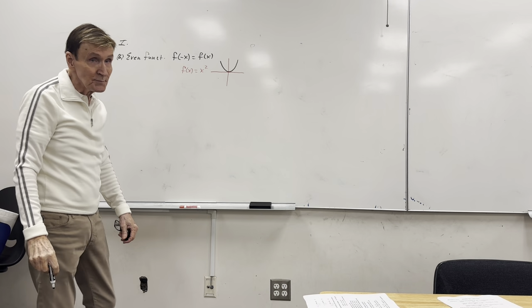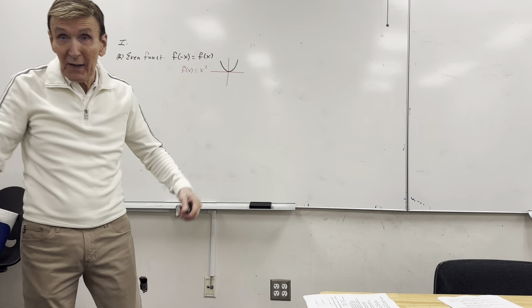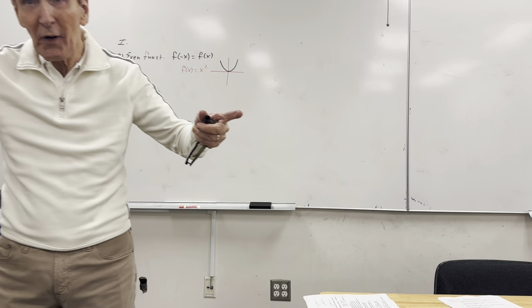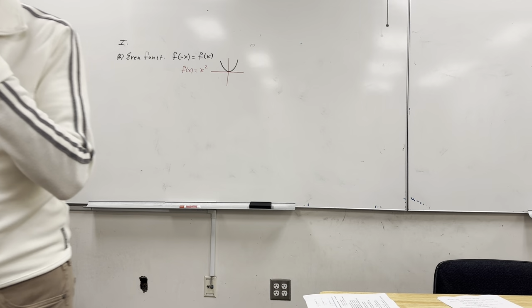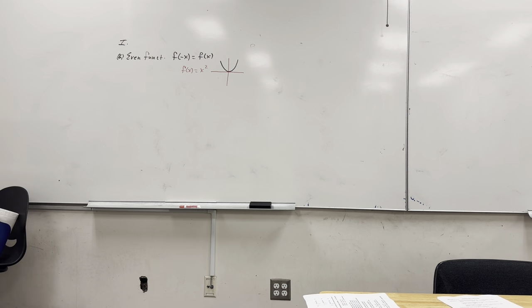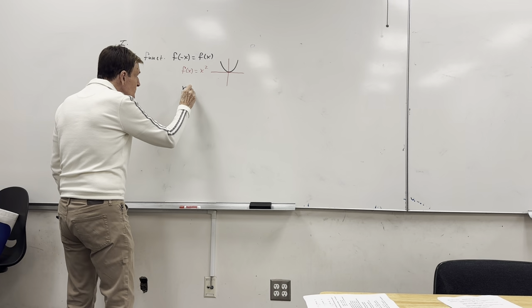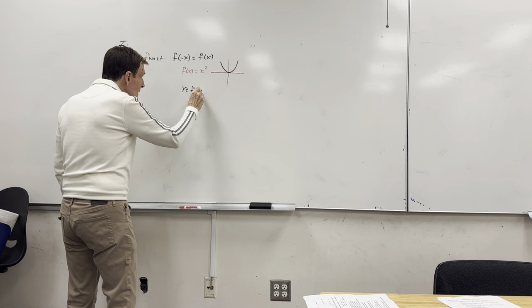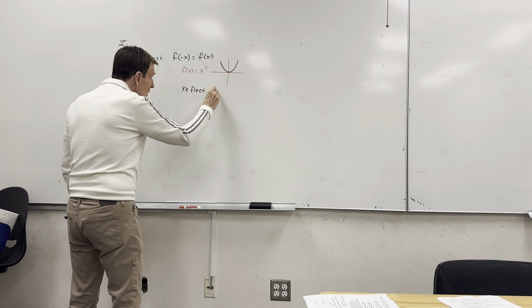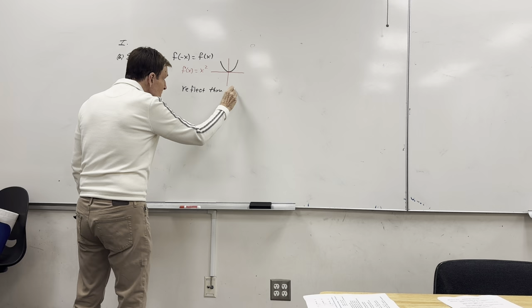Do we agree? Yeah. Now please tell me, if that's a basic example of an even function, which it is, what type of symmetry would you say this graph has? And when I say symmetry, I mean like reflections. Y-axis. Yeah, it's reflected through the y-axis. And all even functions will be reflected through the y-axis.